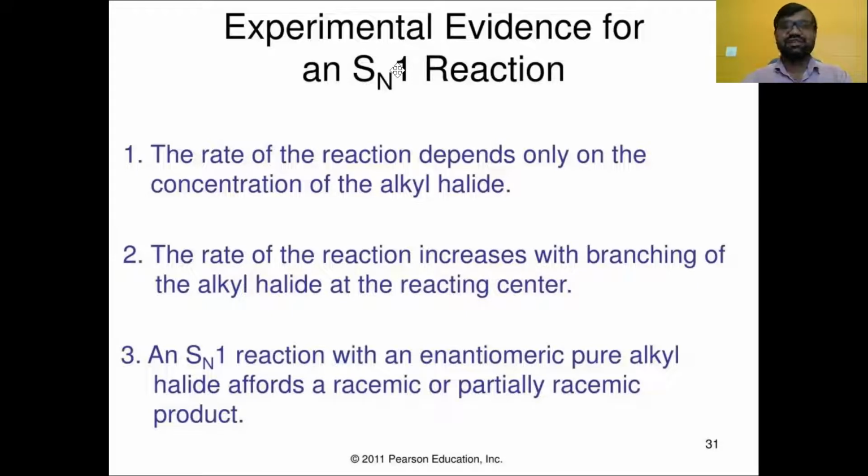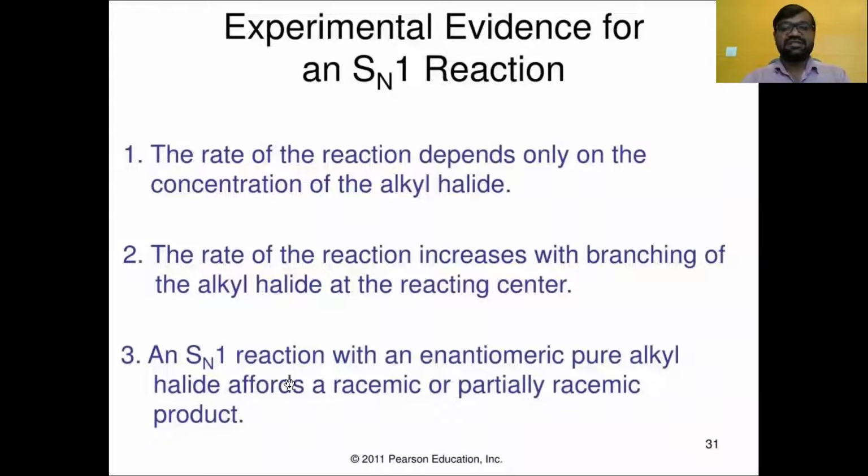And in the last session, we very quickly visited the topics concerning the types of this substitution nucleophilic unimolecular. So what are the experimental evidences for substitution nucleophilic unimolecular reactions? Basically there are three major ones. The rate of the reaction is dependent upon the concentration of alkyl halide. The rate of the reaction increases as the branching of the alkyl halide increases, meaning the rate of the reaction is faster with tertiary alkyl halide for SN1, then secondary, and then it comes to the primary one.